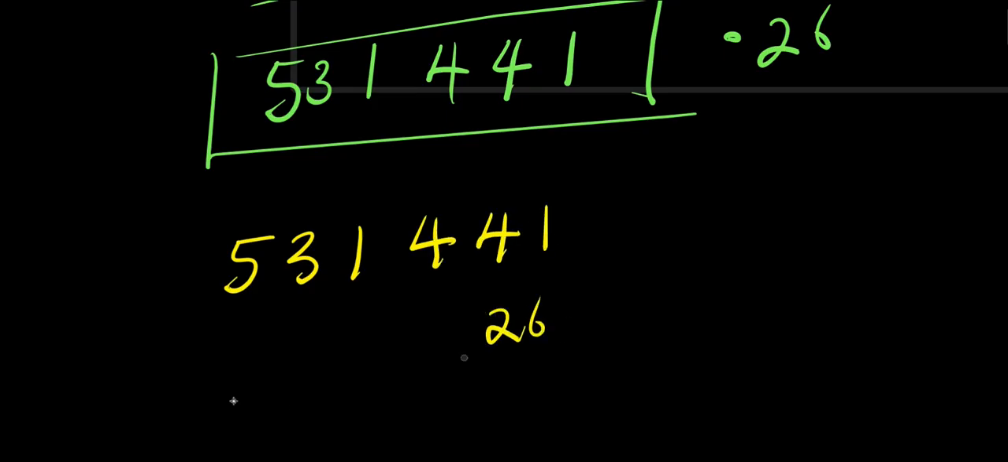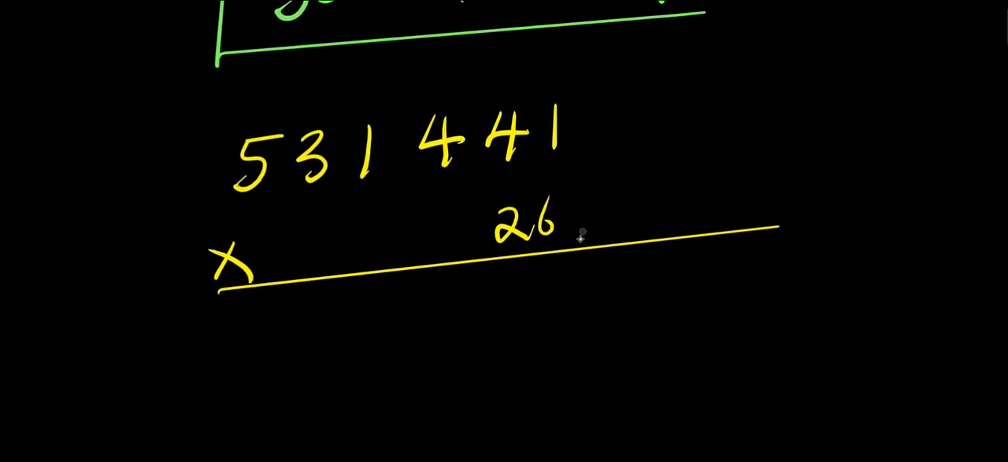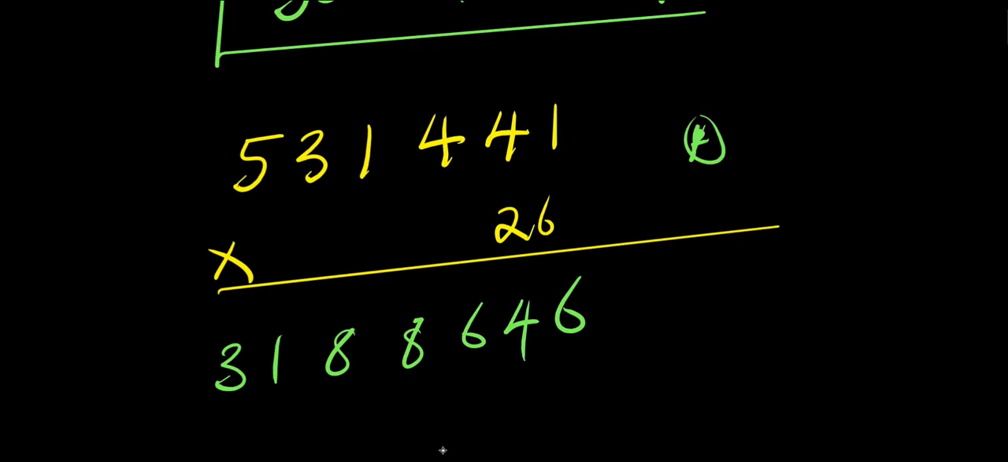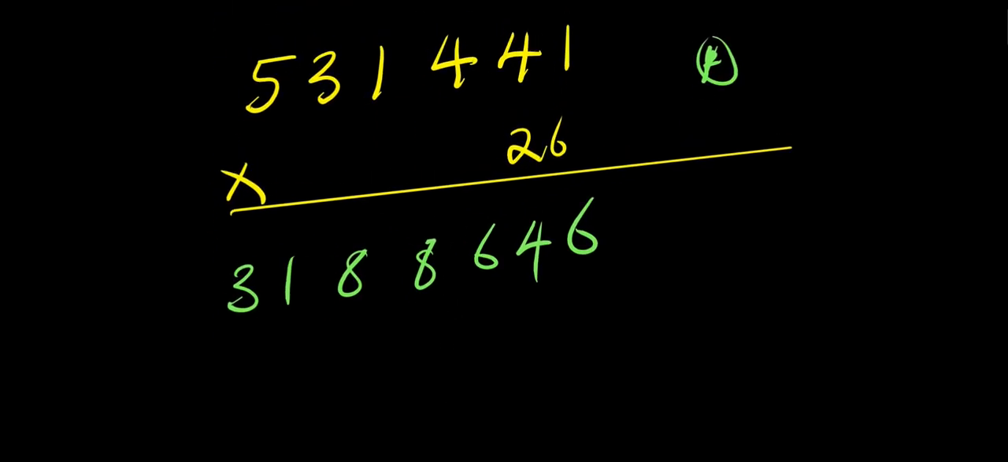531,441 times 26. Let's start with 6. 6 times 1, 6, 6 times 4, 24, 4 carry over 2. 6 times 4 again, 24 plus 2, 26, 6 carry over 2. 6 times 1, 6 plus 2, 8. 6 times 3, 18, 8 carry over 1. 6 times 5, 30 plus 1, we have 31. Proceed to 2, 2 times 1, 2, 2 times 4, 8, 2 times 4 again, 8, 2 times 1, 2, 2 times 3, 6, 2 times 5, 10.